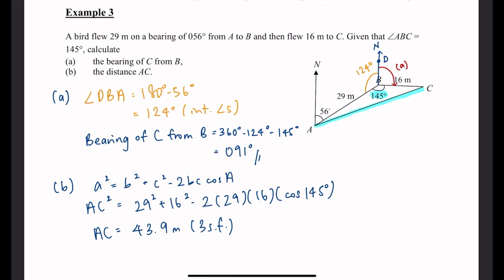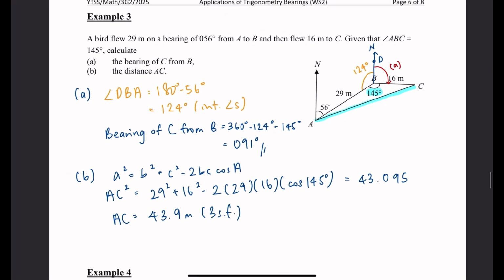You can write this in 5SF first, 43.095, just in case there are future parts to this question. Here don't have, but in exam, try to leave it in 5SF first before rounding it off to 3SF for length and 1dp for angle. So this is how you do example 3.